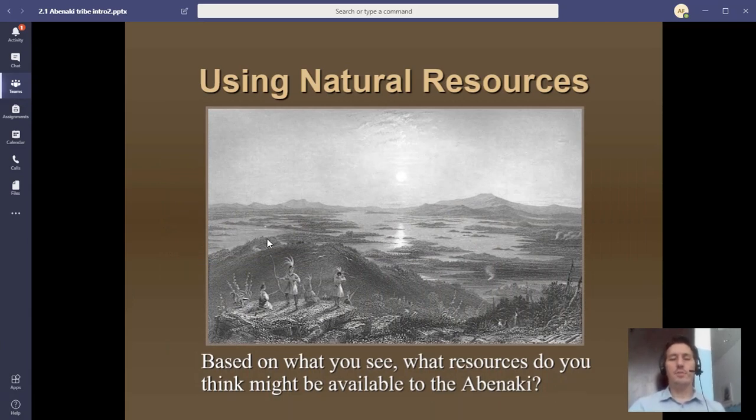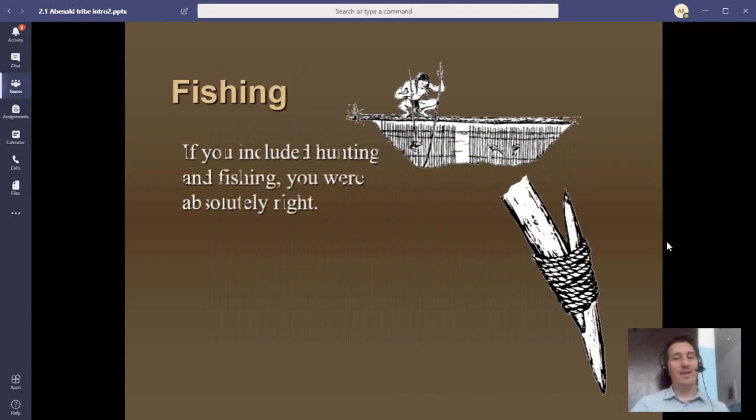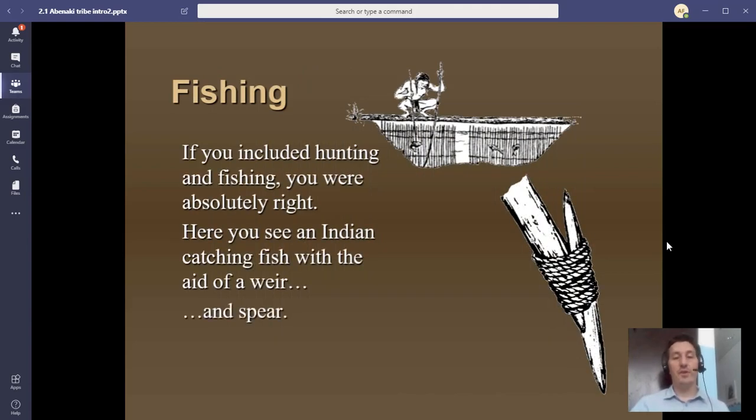So let's take a look at this picture. This is what their home looked like. What resources do you think were available to them? Where do you think they got their food? Well, if you said fishing, you're right. If you included hunting and fishing, definitely. Here you see an Indian catching fish with the aid of what's called a weir and a spear.